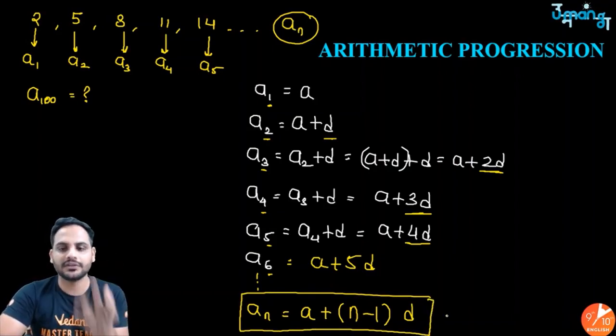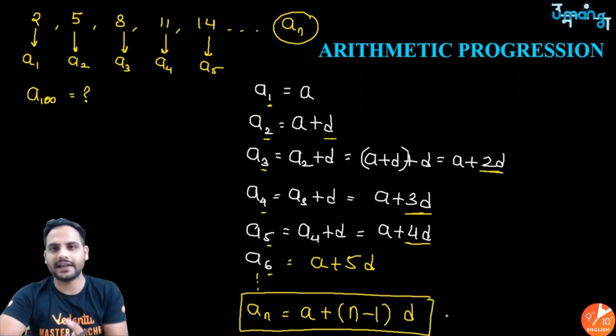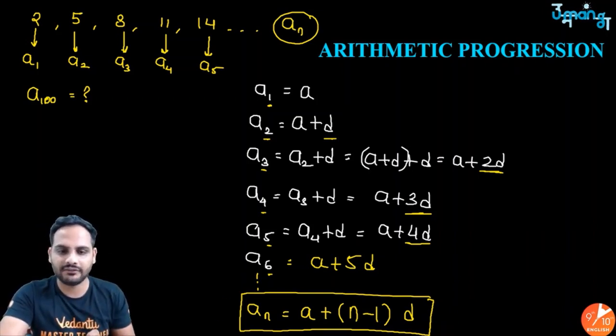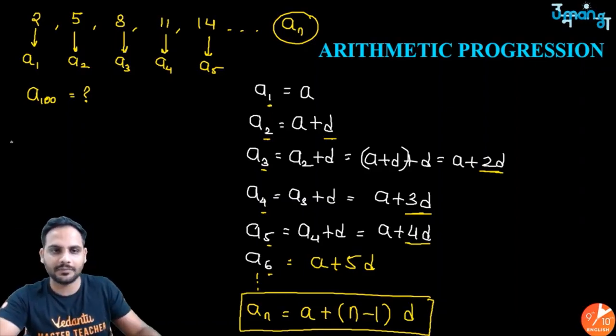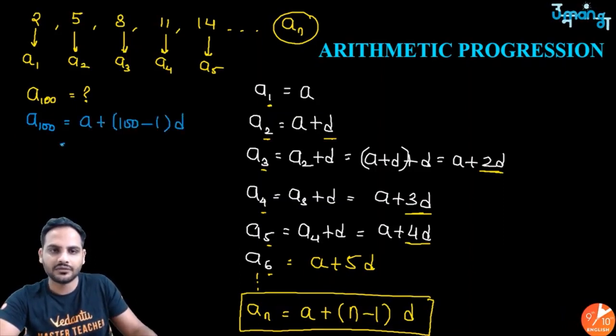Now, in this formula, whatever value of N I put, if I know A and D, I will get the term. So if I want to get the 100th term of this AP, how easy it is. The 100th term will be A plus 100 minus 1 into D. So A is 2, the first term, plus 99 into, what is my common difference?